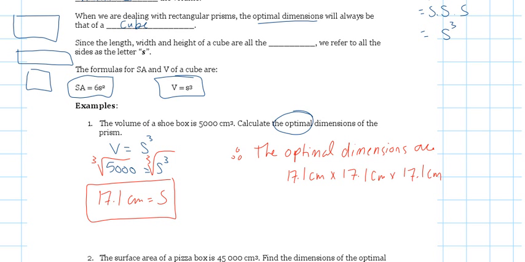Are you guys okay with this? So it depends on the thing that they give you, either the volume or the surface area, right? That's the formula that you're going to start with to solve for the side length.